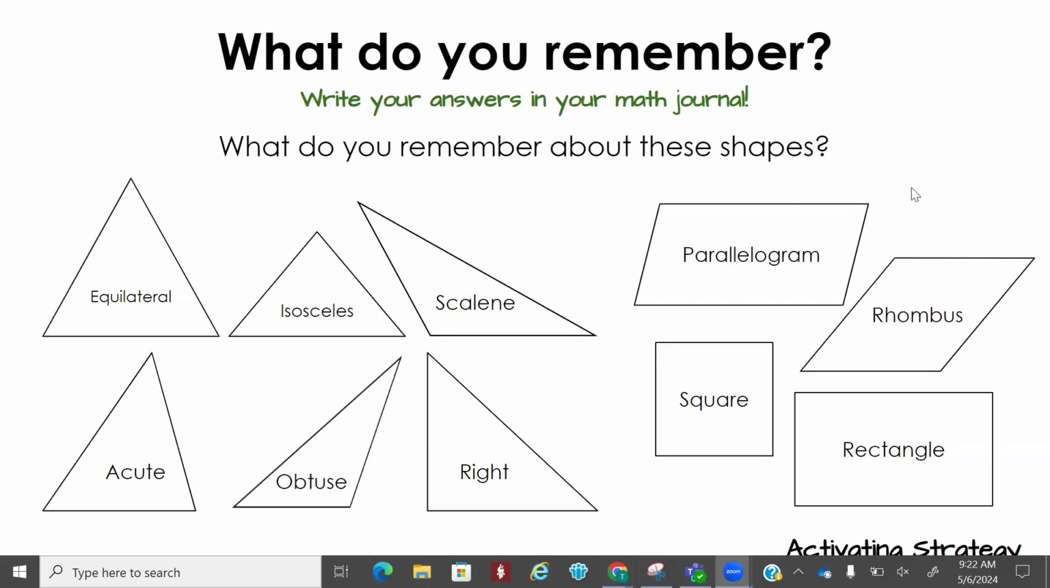So kind of summarize what you just wrote down. So what are different about these? Okay. What about the sides? Okay. And then what's the difference between parallelogram, rhombus, square, rectangle? The sides, what are the parallel? Okay. And then the angles, what are the... Gotcha.